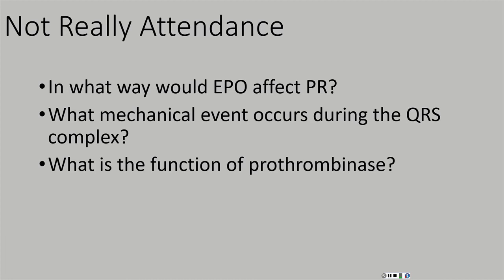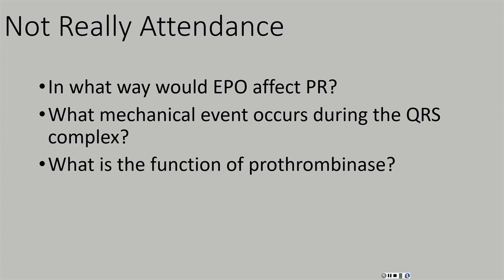Well, EPO is erythropoietin. That's the hormone that triggers erythropoiesis, formation of red blood cells, erythrocytes. So EPO would increase hematocrit. And when we increase hematocrit, that increases blood viscosity. It makes the blood thicker. And if blood viscosity is increased, that increases peripheral resistance.